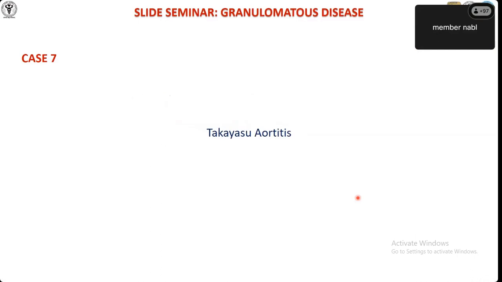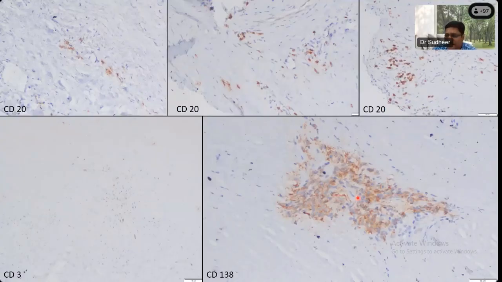This is the case of Takayasu arteritis. All of you can identify Takayasu arteritis if you get a specimen. IHC is not necessary for diagnosis, but for you to understand, these are B cells, CD20 positive B cells, CD38 predominantly plasma cells, and a few dispersed T cells, CD3 positive T cells.